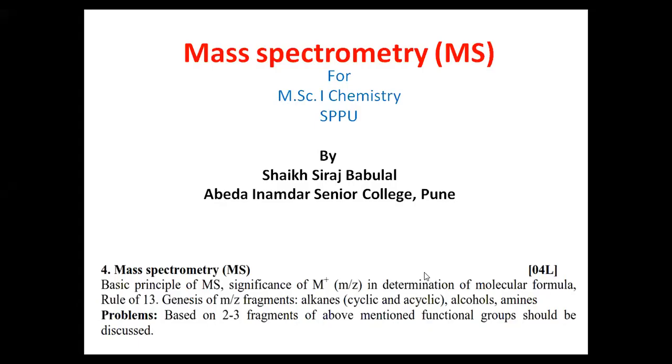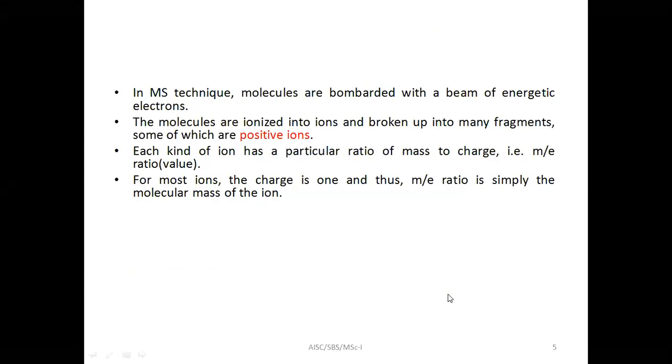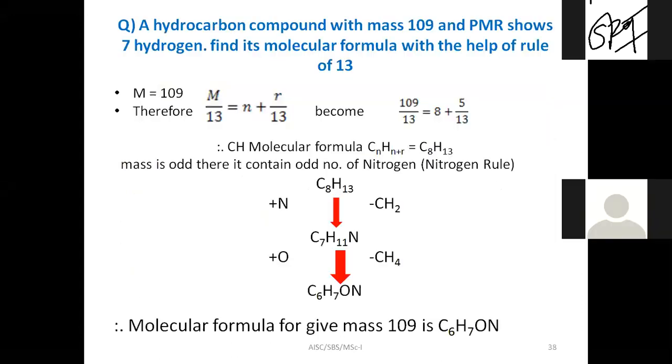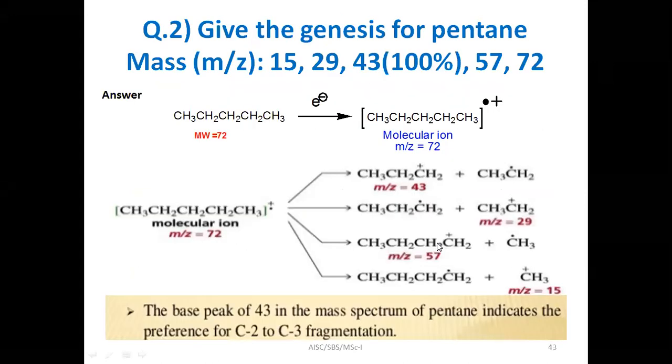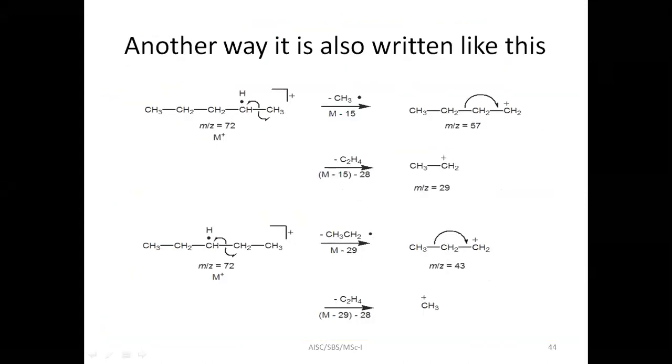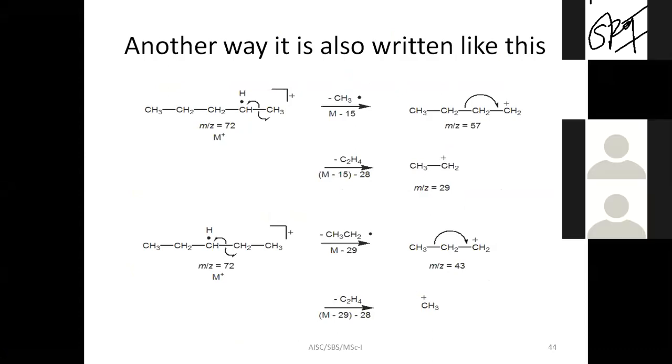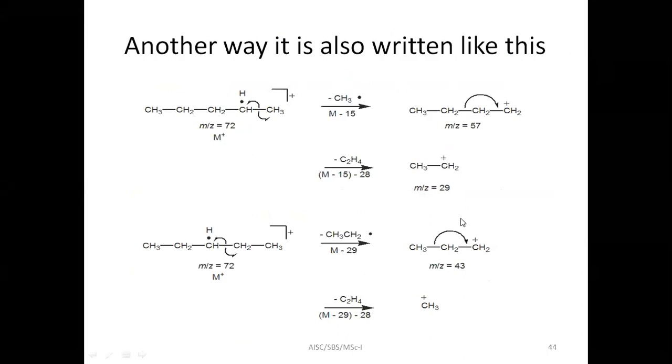So let's start the next problem. In mass spectrometry, we are looking at the genesis of the alkane functional group, and we discussed pentane. Here that pentane is given another way. You can write it in this way also, by showing a dot and a single-headed arrow for radical type.